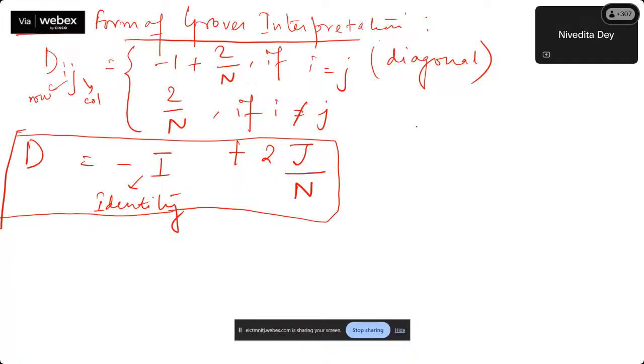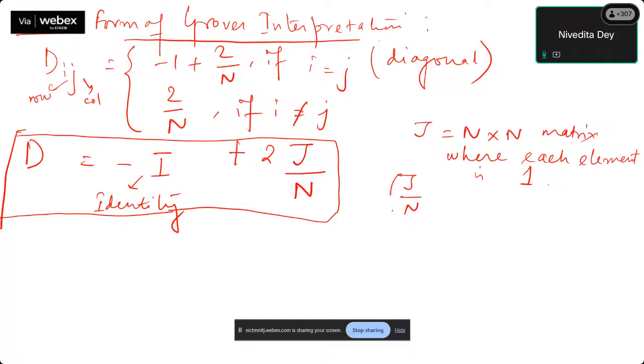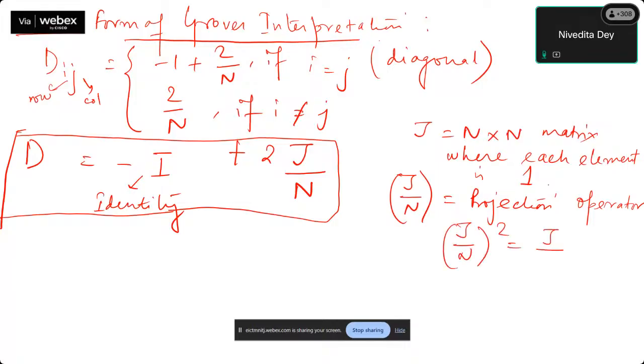Okay. What is J? J is an n cross n matrix where each element is exactly 1. And this J by n is known as the projection operator. What is the meaning of that? That is, J by n whole square will be nothing but J by n.